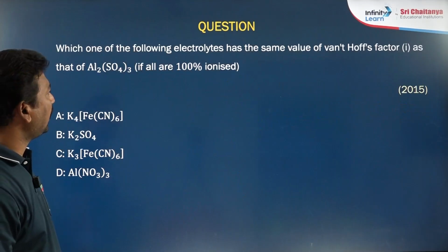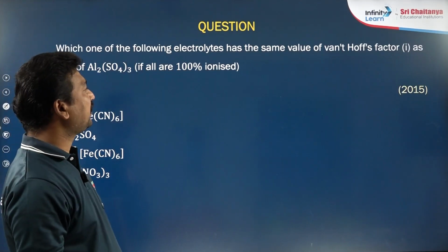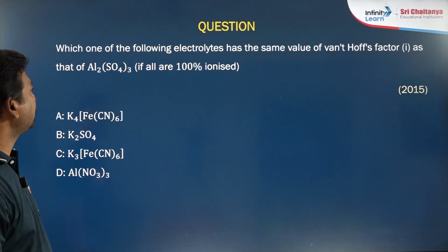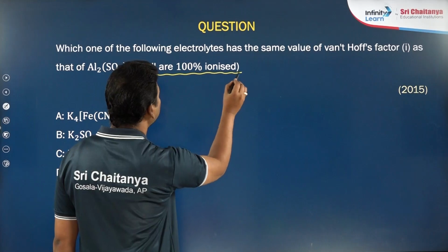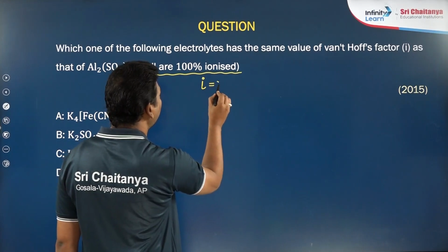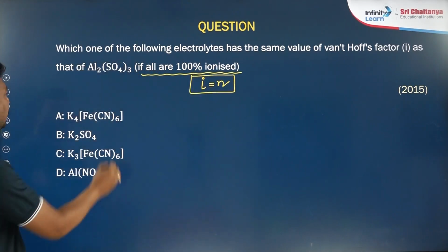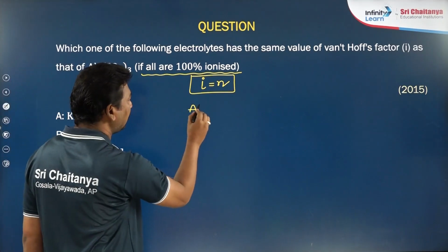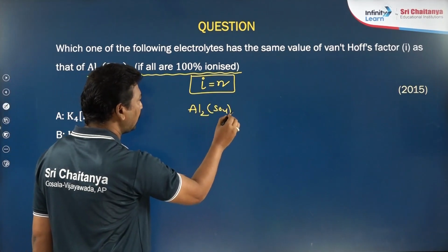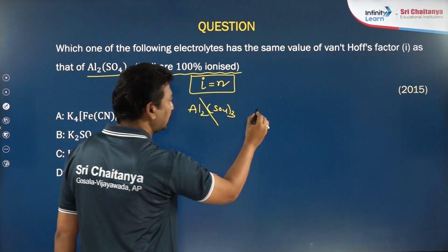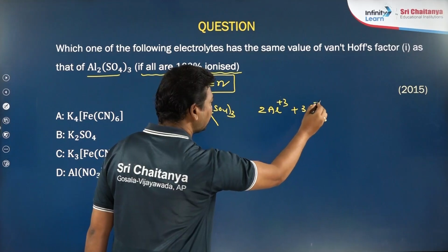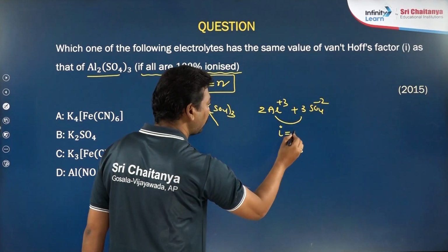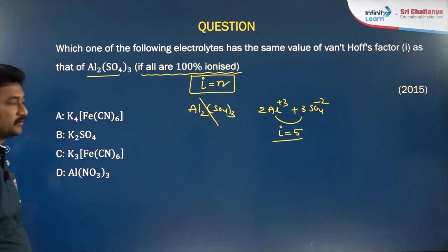Coming to the next one, my dear students. Which one of the following electrolytes has the same value of the Van't Hoff factor as that of aluminum sulfate if all are 100% ionized? Clearly mentioned, if all are 100% ionized, you can take the i value as the n value for the dissociation. What is the i value of aluminum sulfate? Split this: 2Al+3 and 3SO4-2, together 5 particles. So the i value is 5. Let us go through the options and find which has i value equal to 5.